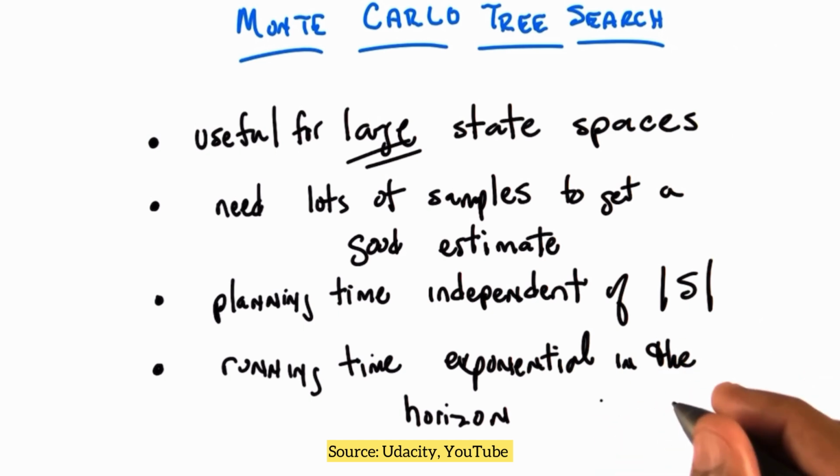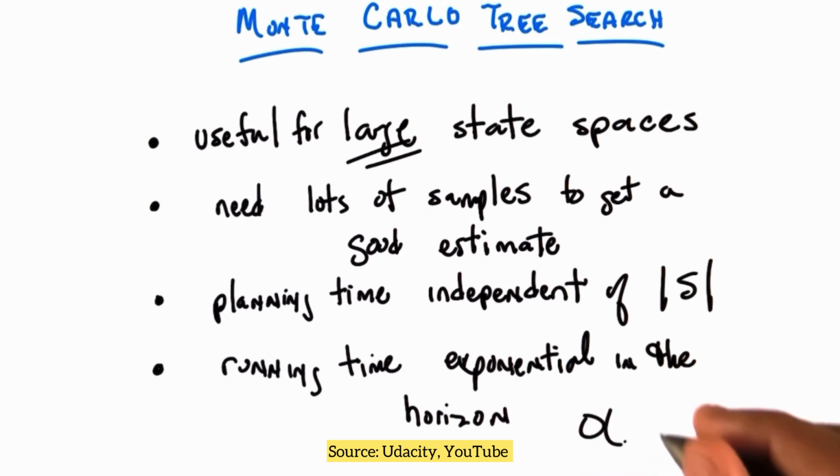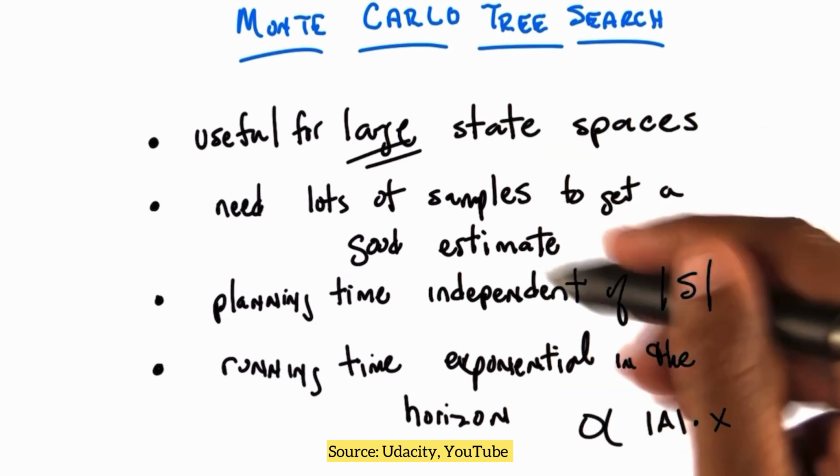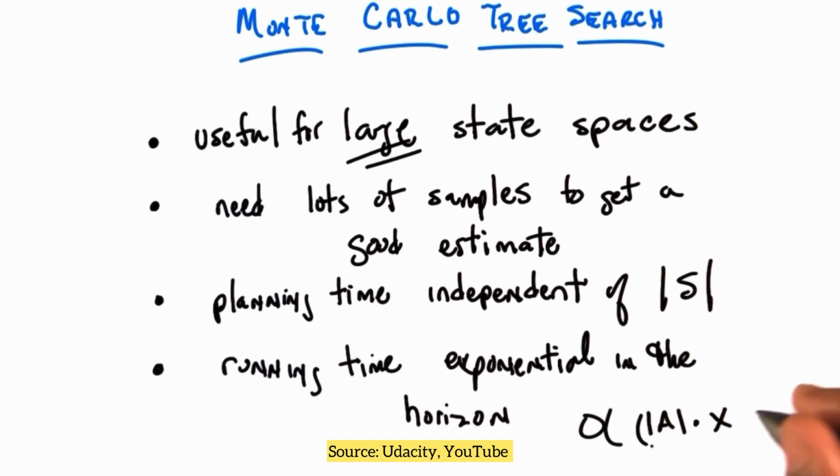Actually, due to Kearns and his colleagues, we know exactly what the running time is. It is big O of the size of your action space, which makes sense because that's your branching factor. And I need another variable here. Let's call it X, which is how many steps you're going to actually run the thing for in that loop that I did before, raised to the horizon.